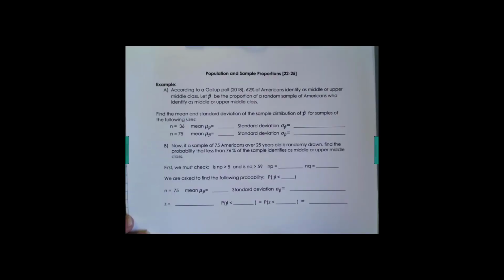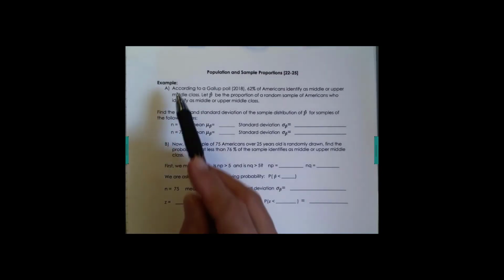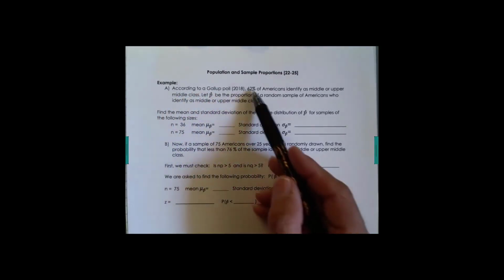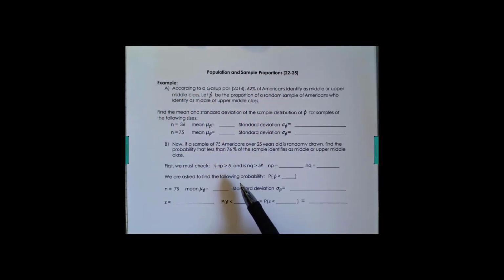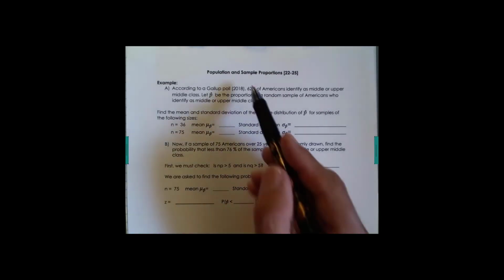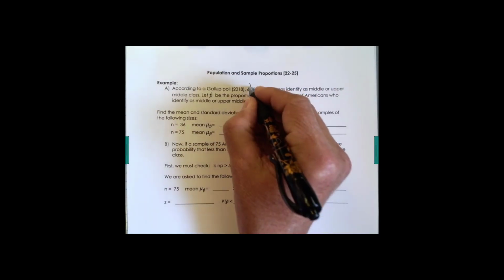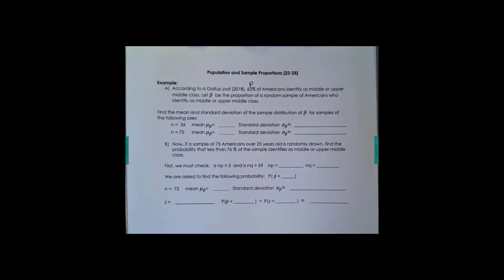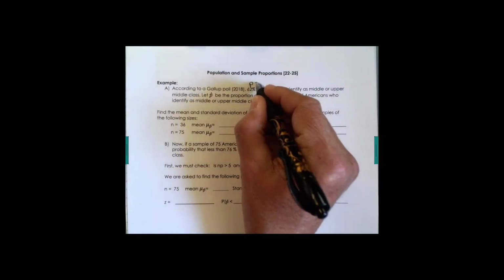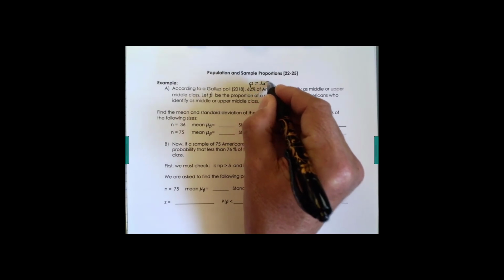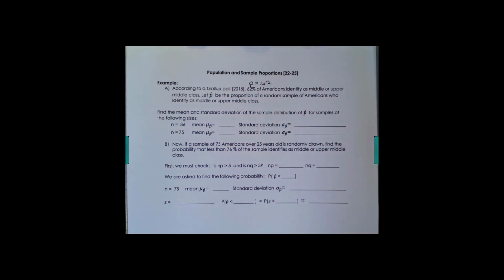So let's take a look at this example on the top of page 8. It says, according to a Gallup poll, 62% of Americans identify as middle or upper class. They said 62% of Americans, that's really all Americans, and so they have identified the population proportion for us. P is 62% or 0.62. So I can go ahead and write that down: P is equal to 0.62.